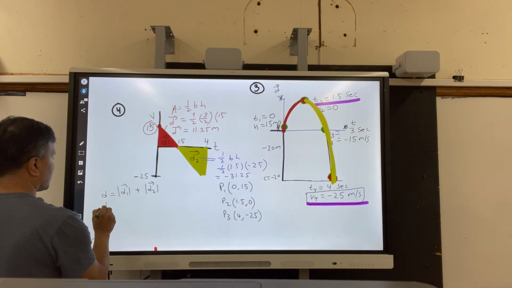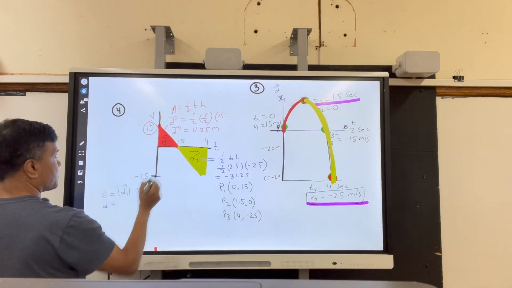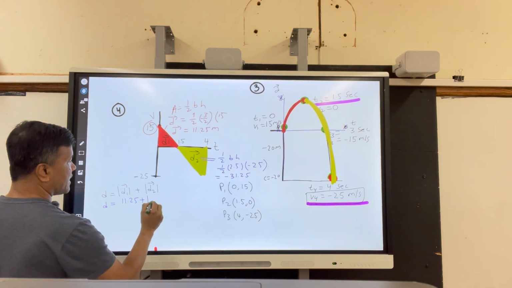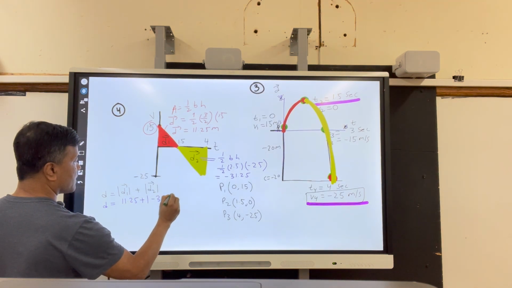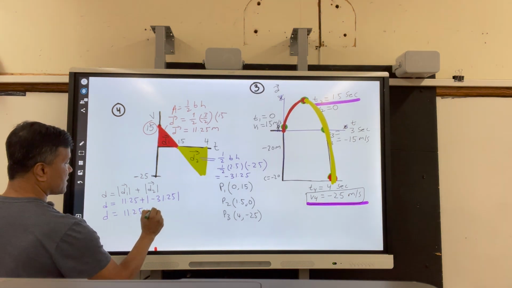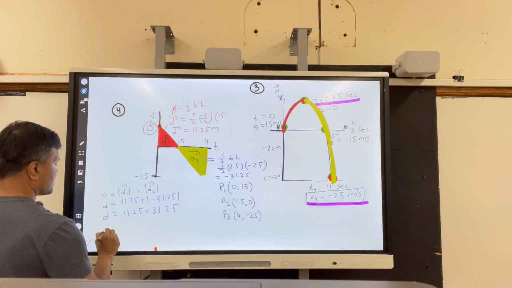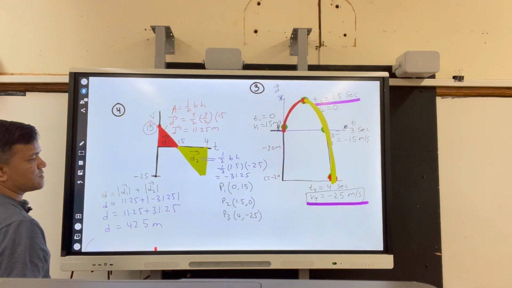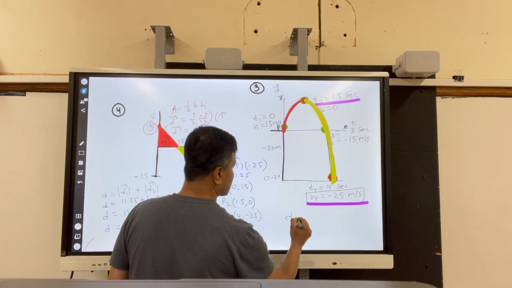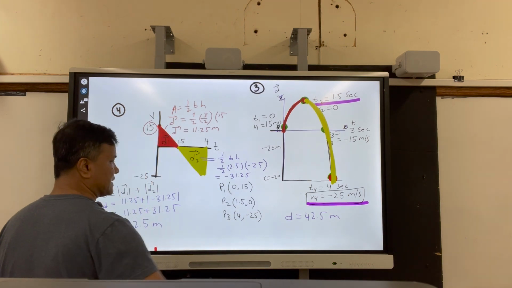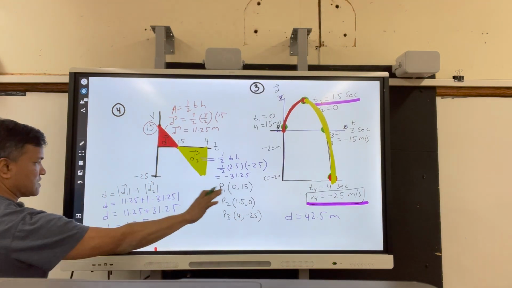Okay, so come back over here. So D1 is 11.25 plus D2 is negative 31.25, right? So distance is 11.25 plus 31.25. So distance is 42.5 meters. That's the distance, okay? So we found the distance. Distance is 42.5 meters. We don't have to mention any like west or east because distance is a scalar.